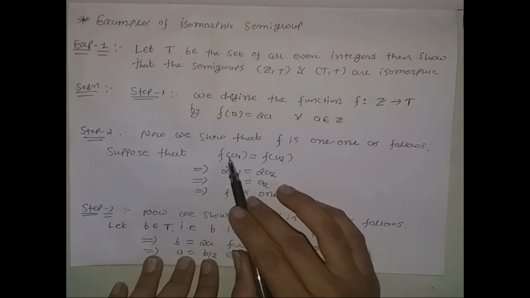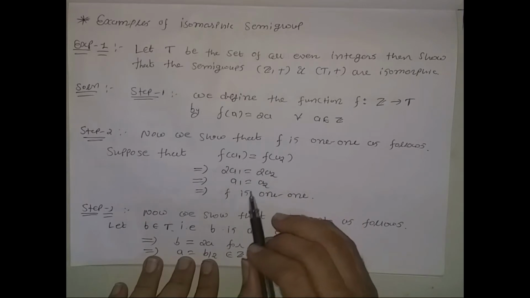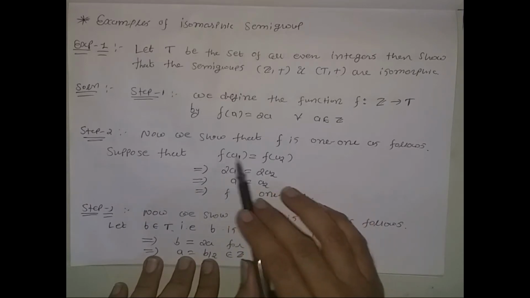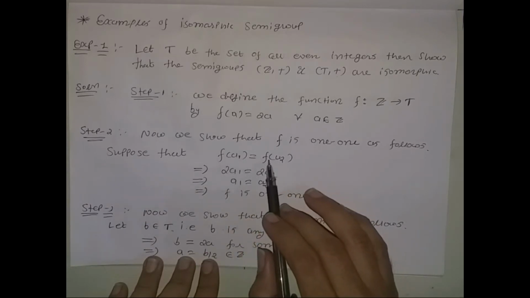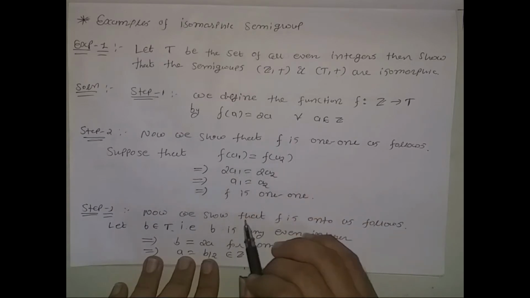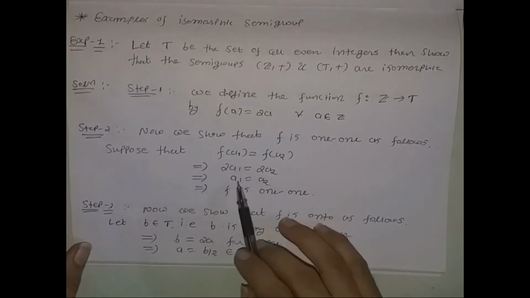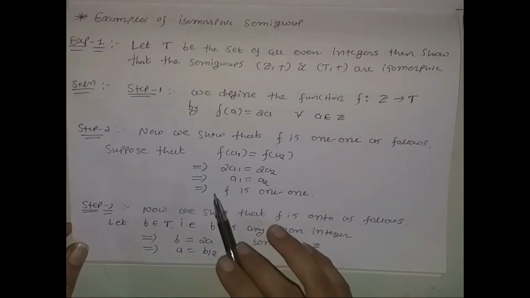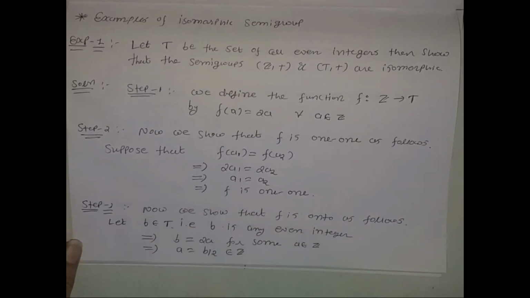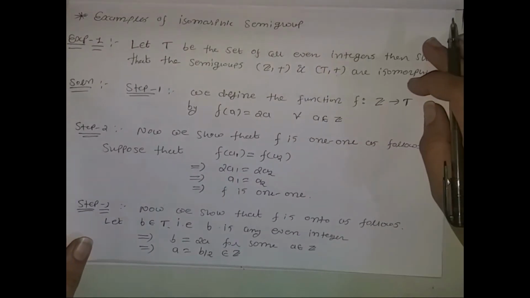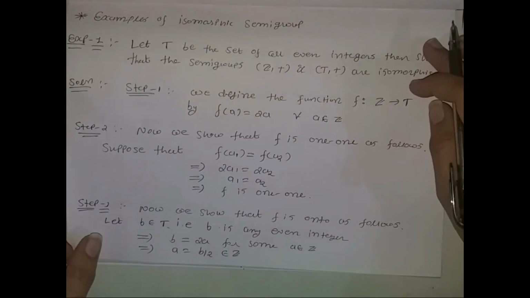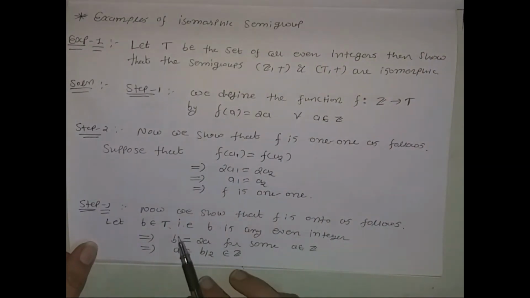We have considered two different elements a1 and a2, and for these two elements the images are the same, that is f of a1 is equal to f of a2. So we get 2a1 is equal to 2a2, so we get a1 is equal to a2. This implies that f is 1-1. So this is the simple way to show that f is 1-1. Then we will show that f is onto.